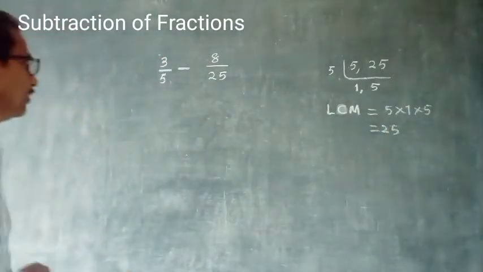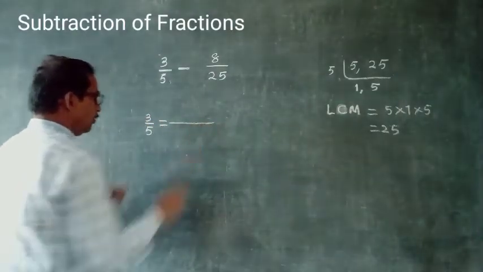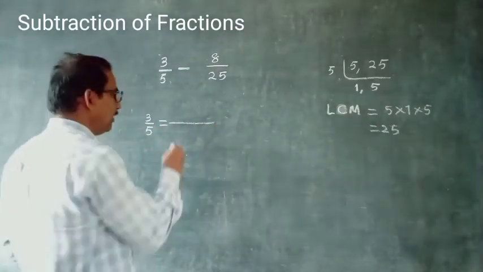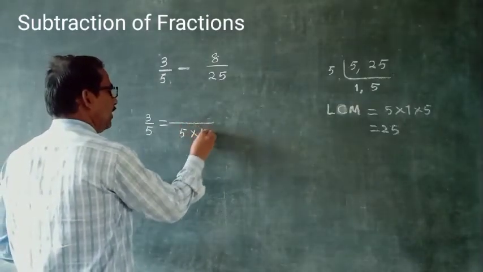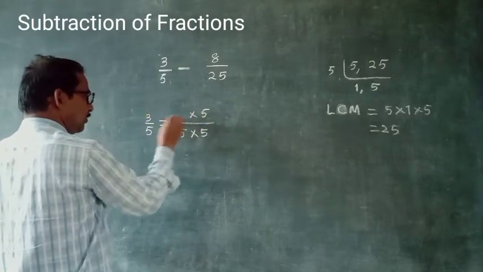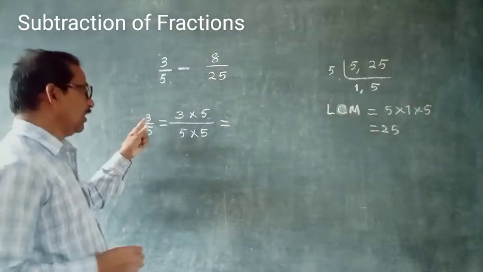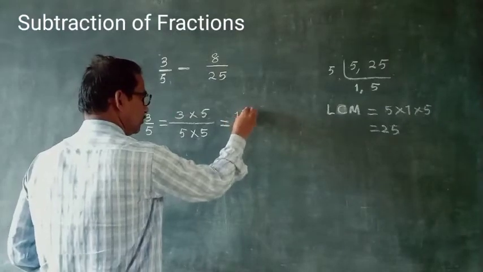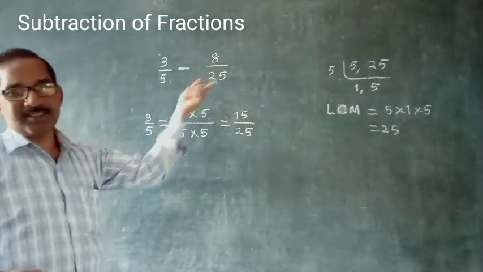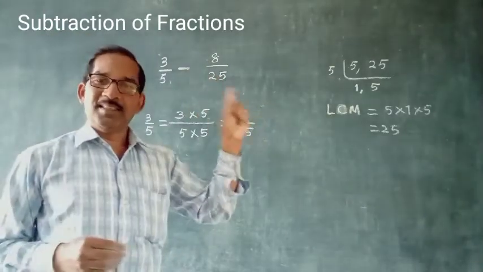Clear? So convert now 3 by 5. We have to convert 5 into 25. How can we get it? If you multiply 5 with 5, it will be 25. Then the same number will be multiplied to the numerator 3. Okay, the existing numerator is 3. Now 3 5s are 15. And here it is 25. And you need not convert this into any other number because here 25 is already there.